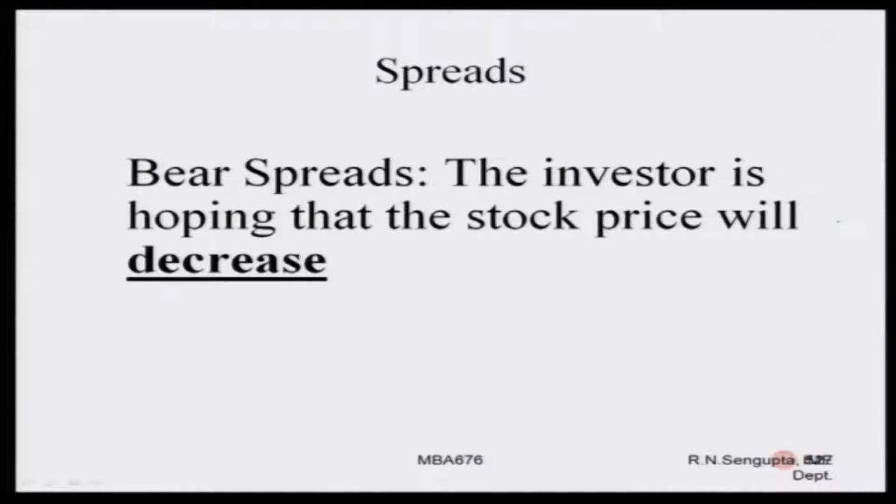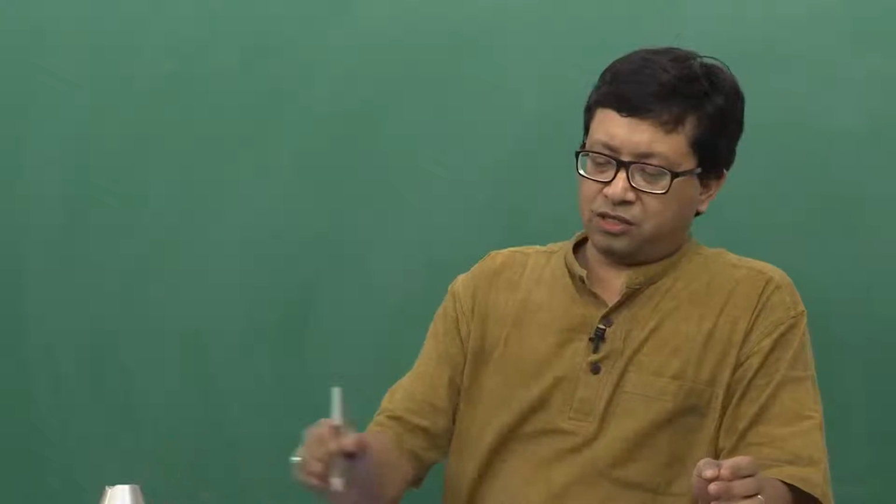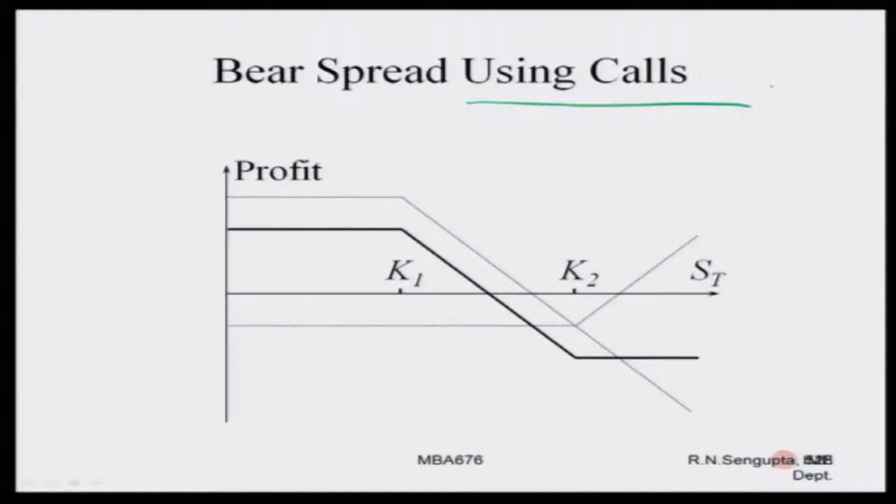Now, you consider the bear spread. The investor is hoping that the stock price will decrease. Here till now we have considered the stock price as an increase. Now, we are thinking the stock price will decrease. So, now consider again different types of options, put and call in different combinations. This is using the calls only. So, now you are thinking it is in the reverse direction, ST would be decreasing, that is in the bear market.